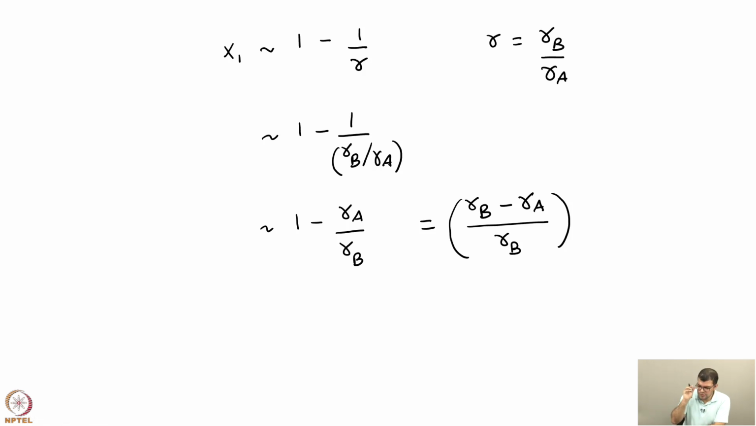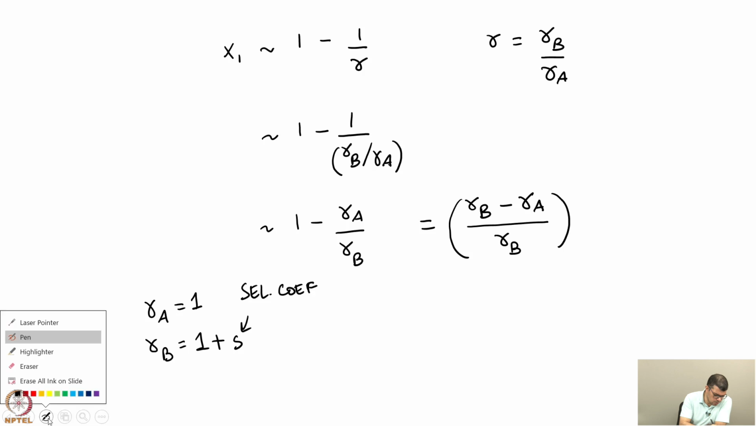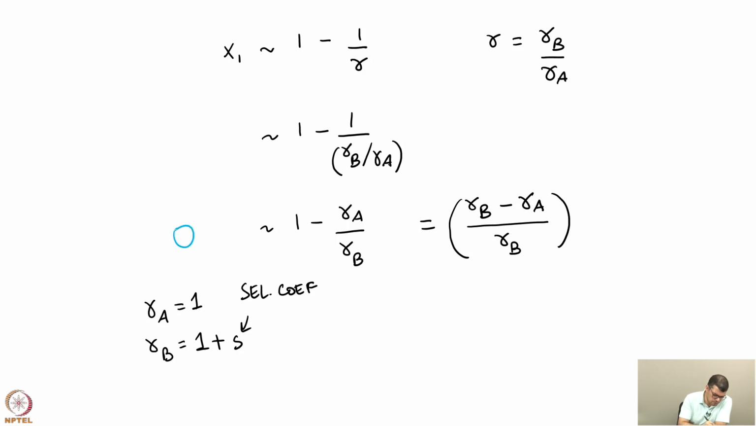Now, without any loss of generality, let's normalize everything with respect to Ra, and let's assume that Ra is equal to 1 and Rb is equal to 1 plus s, where s is the selection coefficient associated with the beneficial mutation that arose when an existing black individual divided and a progeny had acquired a mutation. So, we are saying that the fitness of this one is 1 and the fitness of this one is 1 plus s.